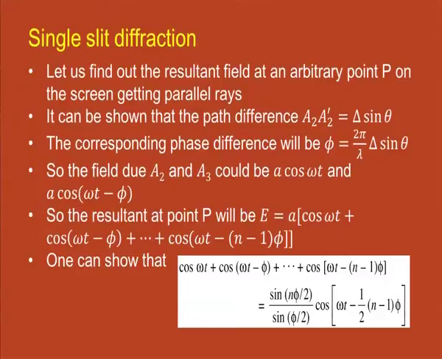And one can show that cos omega t plus cos (omega t minus phi) and so on till cos (omega t minus (n minus 1) phi) is equal to sin (n phi by 2) divided by sin (phi by 2), multiplied with cos (omega t minus half (n minus 1) phi).